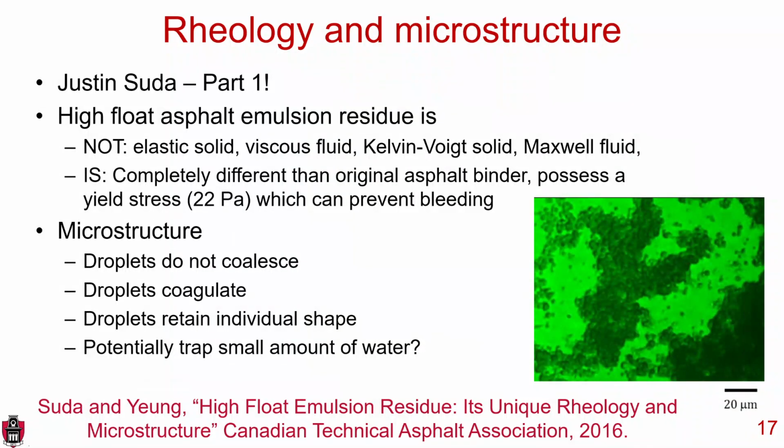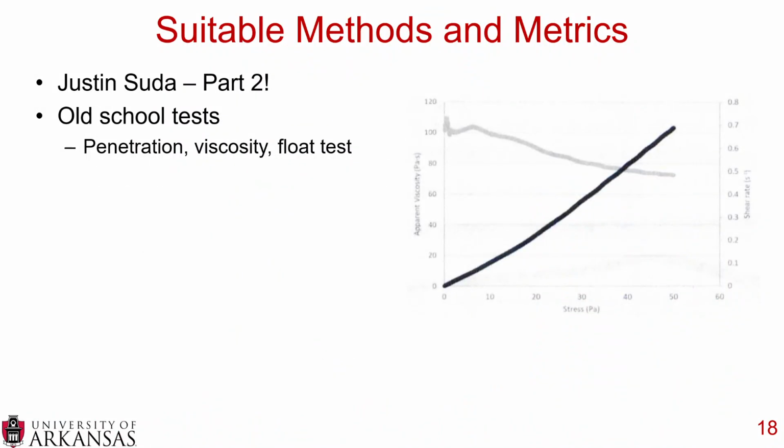So this can be found in High Float Emulsion Residue, Its Unique Rheology and Microstructure, and this again is from the Canadian Technical Asphalt Association, this one from 2016. And Justin continued on and looked at some methods and metrics to try and quantify the high float residue behavior. And he ran a whole bunch of old school tests, including penetration, viscosity, and the float test. But then he also ran some newer tests.